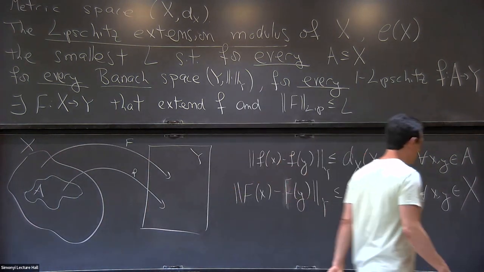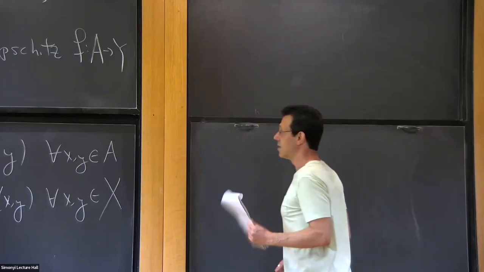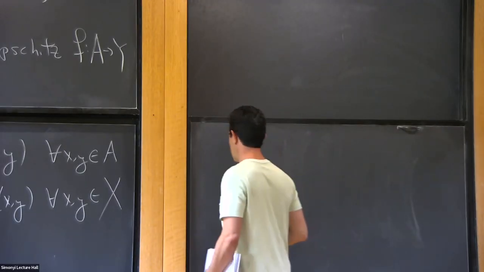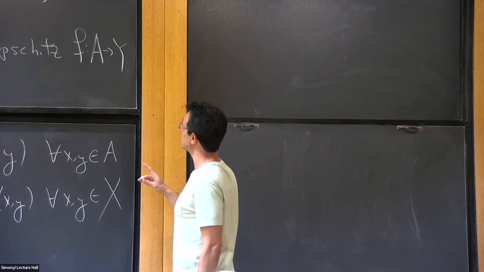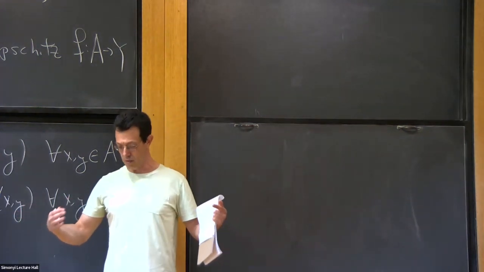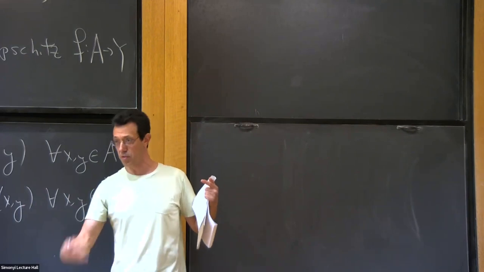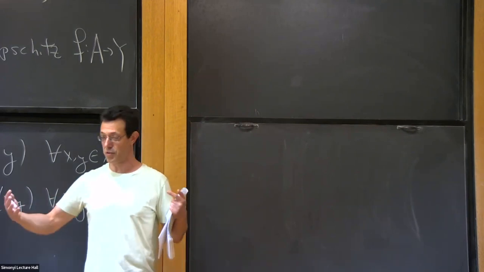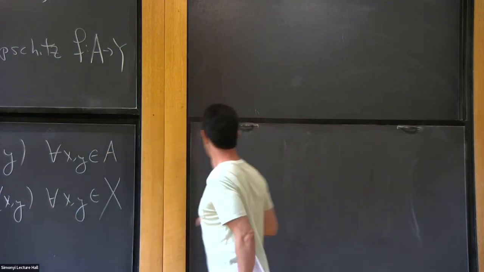I really want to talk mostly about this parameter, but there is another version. You can think of this as an internal extension problem. X is the space, and you want to extend for every subset of X. There is an external version of it when X is the subspace.